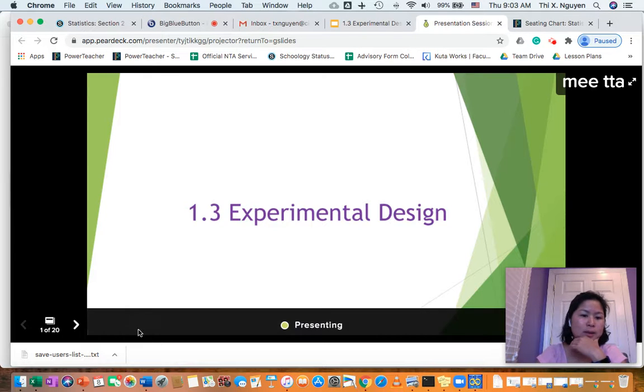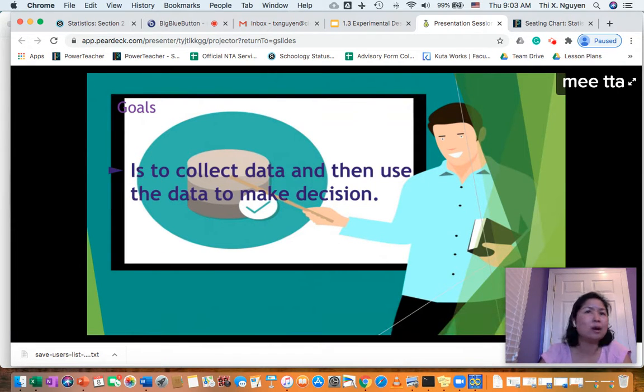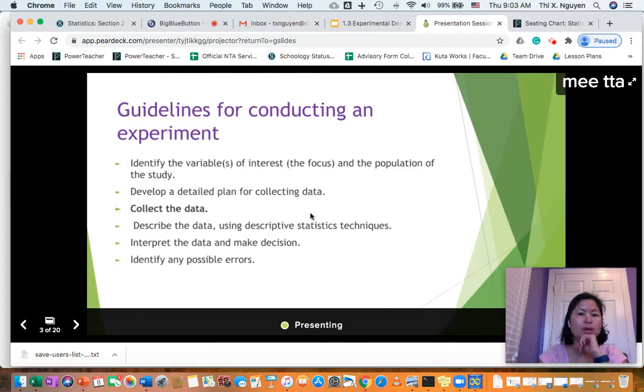So let's look at, our goal is to collect data and then use the data to make decisions. There's no reason for you to go around and ask them questions, get responses, and do nothing about it. That's a waste of time, right? So the goal is to collect and then use the data to make decisions. We do that, okay?